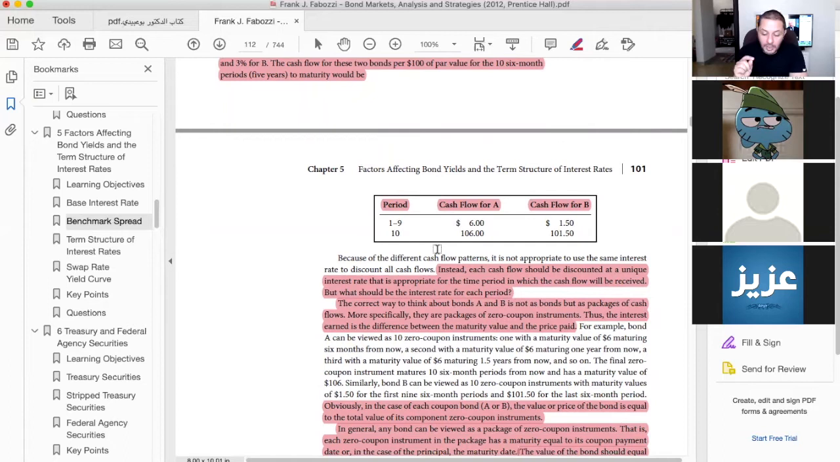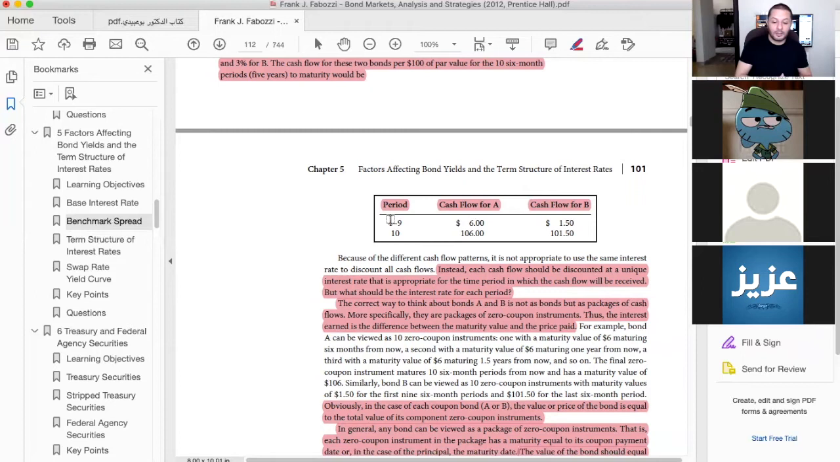Instead, each cash flow should be discounted at a unique interest rate that is appropriate for the time period. What we have done until now is to pick one discount rate and use it for all these future cash flows in order to find the fair price of both A and B. So we used the same discount rate for period 1, for periods 2, 3, 4, 5, until the 10th period. So this is a very simplistic assumption.